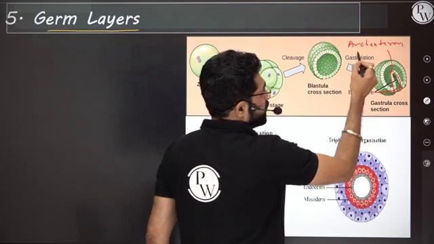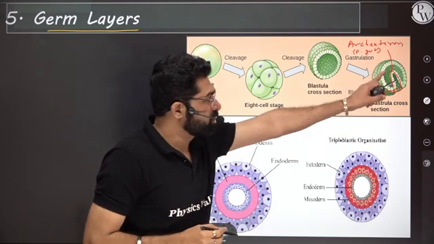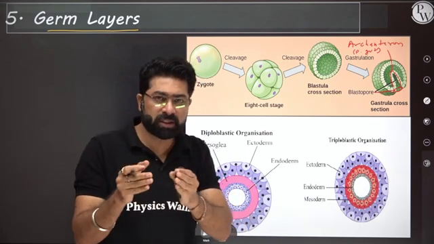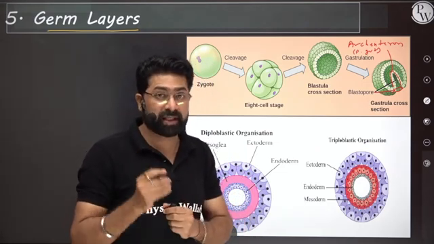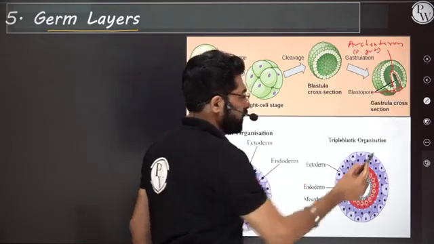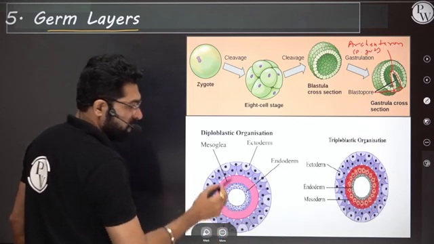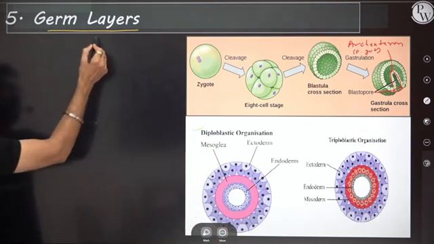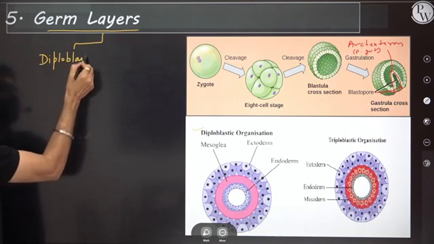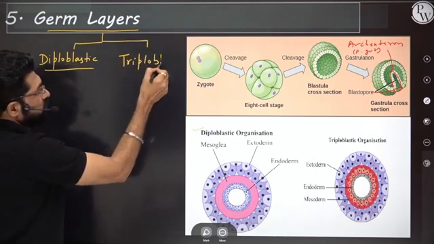This structure is called the archenteron, that is the primitive gut. Now you see here, when the gastrula has formed, it is going to differentiate further. Those differentiations will form 3 germ layers: ectoderm, endoderm, and mesoderm. Let's be very specific. According to germ layers, there are 2 types of organisms: one is diploblastic, the other is triploblastic. Let's see how. Very, very important here.